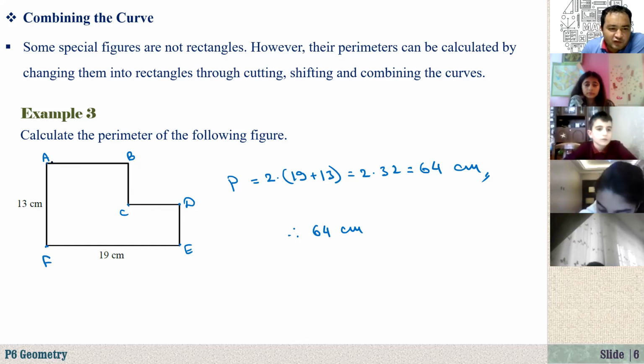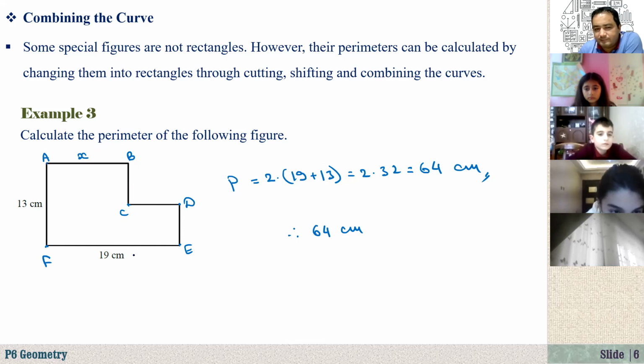Suppose that the distance from A to B is X centimeters. Now, what is the length of CD? If we know that AF is 13 and FE is 19, yes? No, no, no. If AB is X centimeters, what is the length of CD? Can you see CD? What is it? Look at the bottom, you know, the length, right, is 19. So CD is 19 minus X.